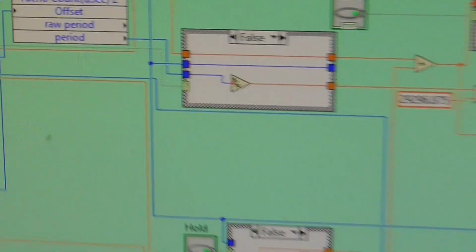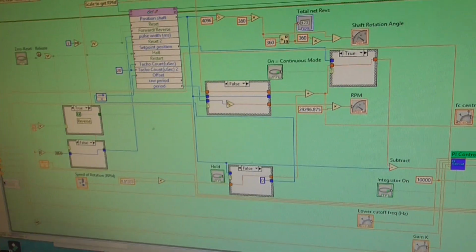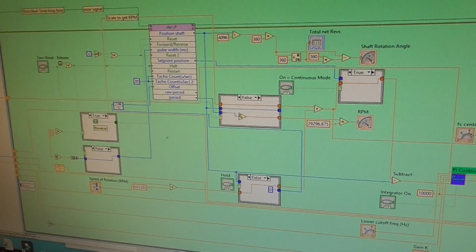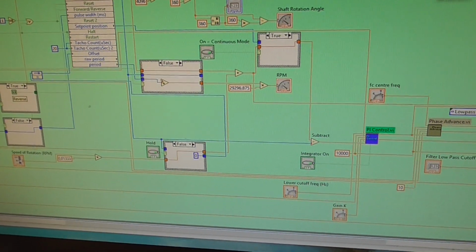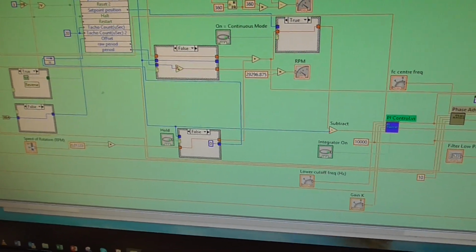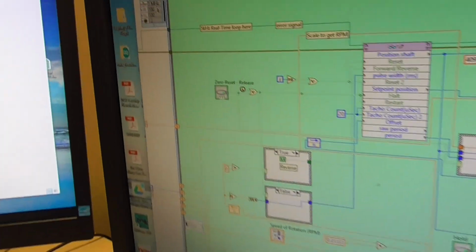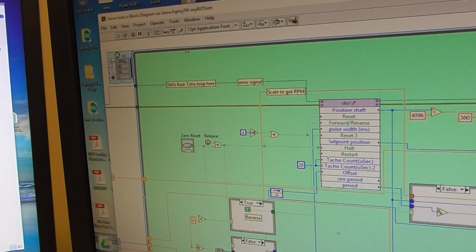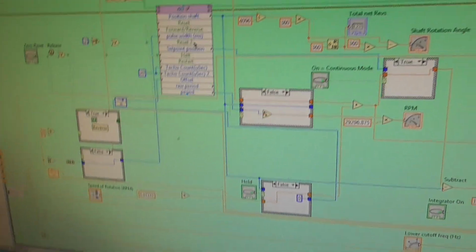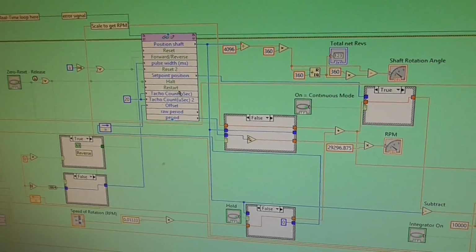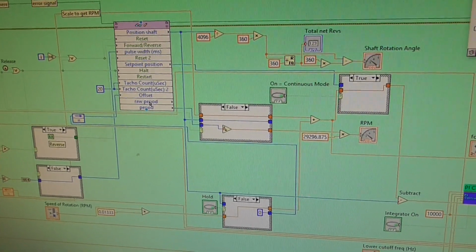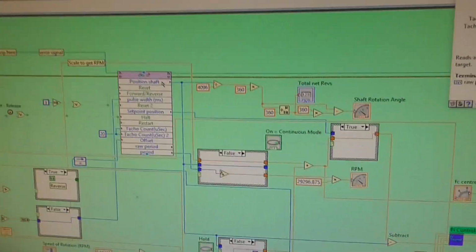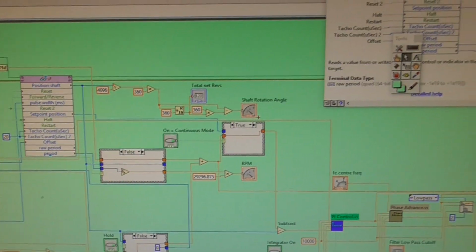Now, the code's written in LabVIEW, with a real-time system and the FPGA. Sorry, this is the real-time code. This is a 10 kilohertz real-time loop, and this is taking data from the FPGA, things like the set point position, tick count, period for measuring the velocity and so on, position of the shaft, scaling it to get the shaft angle.